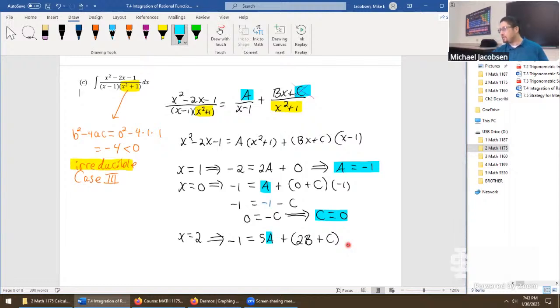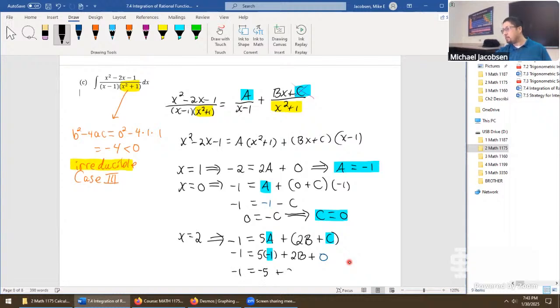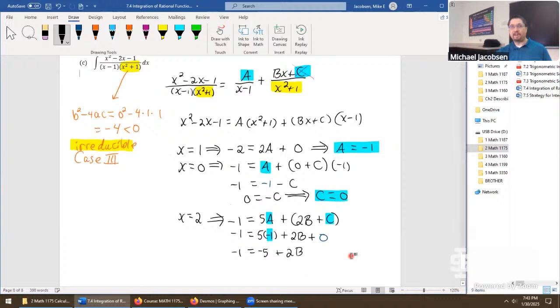We have an a coefficient. We have a c coefficient. So we'll substitute the values into this equation. It's now negative 1 equals 5 times negative 1. So just a minus 5 there. I was trying to select that as blue. Plus, we can just simply drop these parentheses now. 2b plus 0. So this is a fast equation. We now have negative 1 is negative 5 plus 2b. Add 5 to both sides for 4 equals 2b.